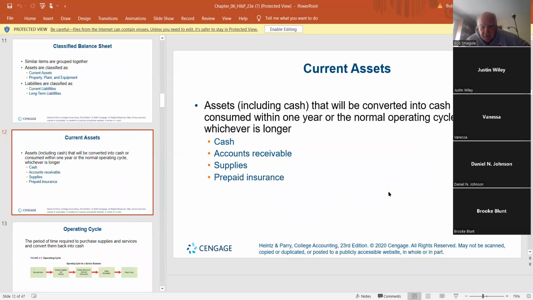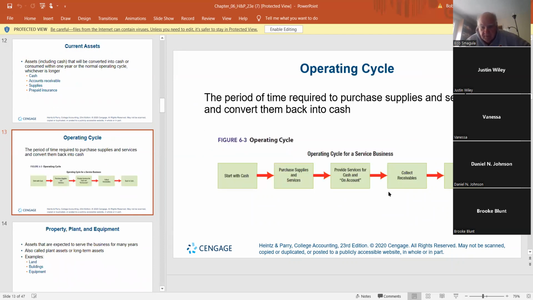Current assets, cash, receivable, supplies, prepaid insurance. Okay, now here's where Justin mercifully saved me from messing this up forever. Here we go.